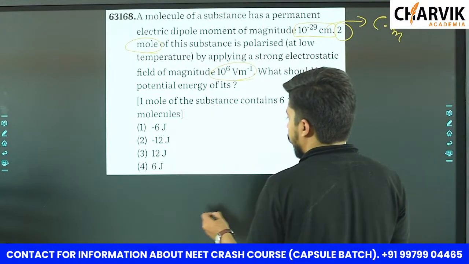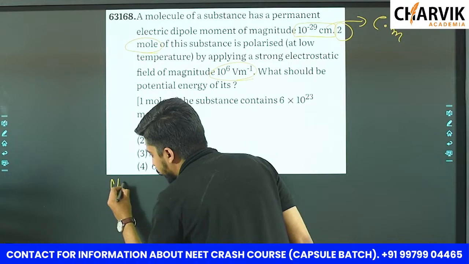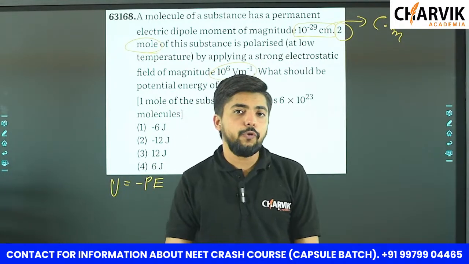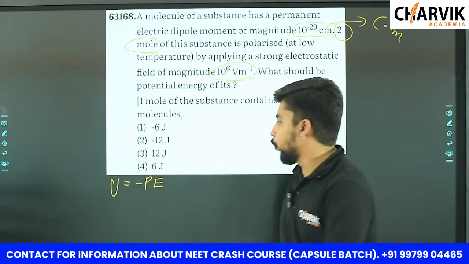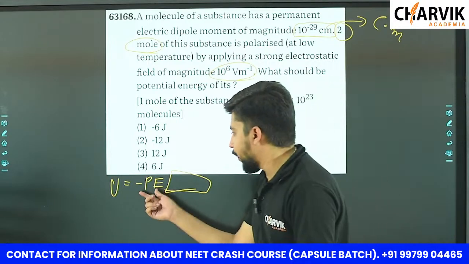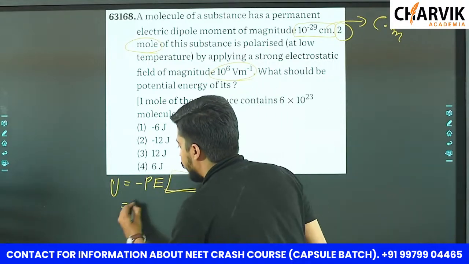What is the formula of the potential energy? The formula of the potential energy is equal to minus P into E. And because you have fully polarized this, you don't need to worry about the theta. So now our energy becomes minus P into E. What is the value of P?